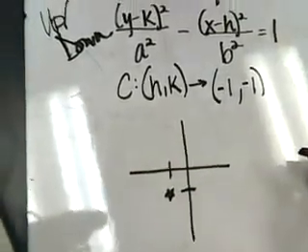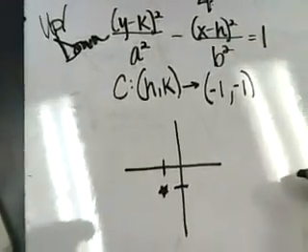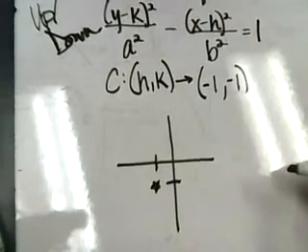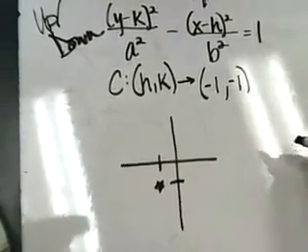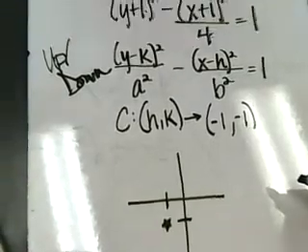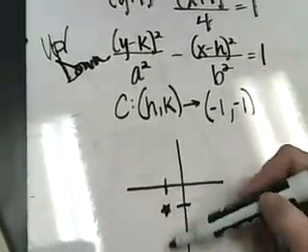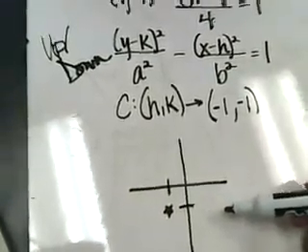Remember that the center is not actually on the hyperbola, so I'm going to use a star to represent that. Then it says use A and B to plot the vertices and the co-vertices. Now remember, vertices are represented by A, co-vertices are represented by B. And you know this is supposed to go up and down, so that means A will go up and down and B will go left to right. You'll count out that far.